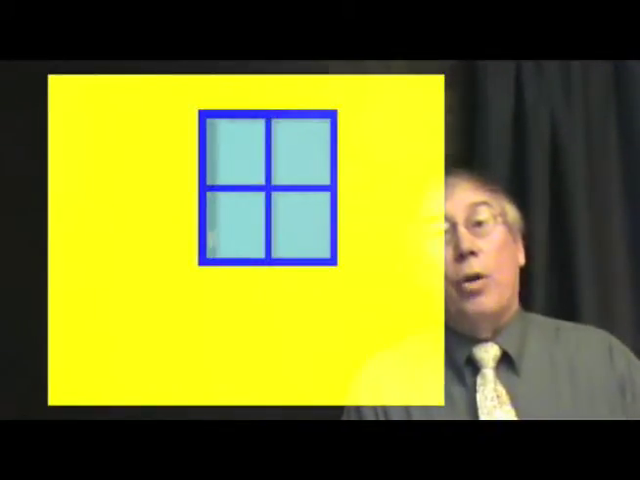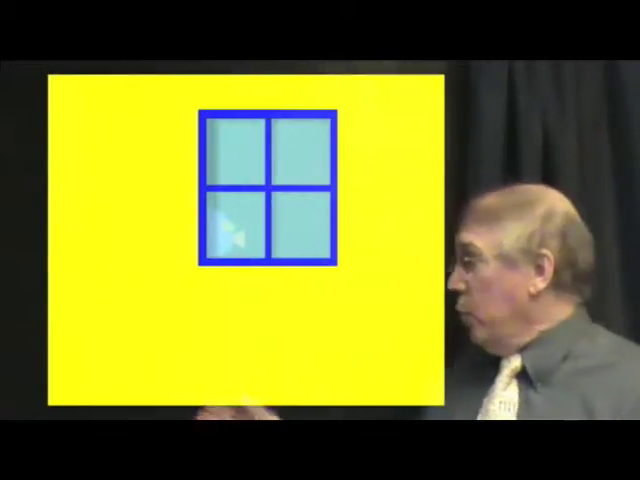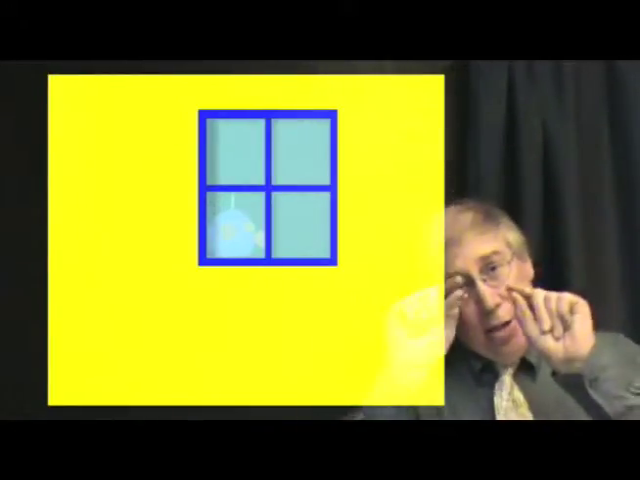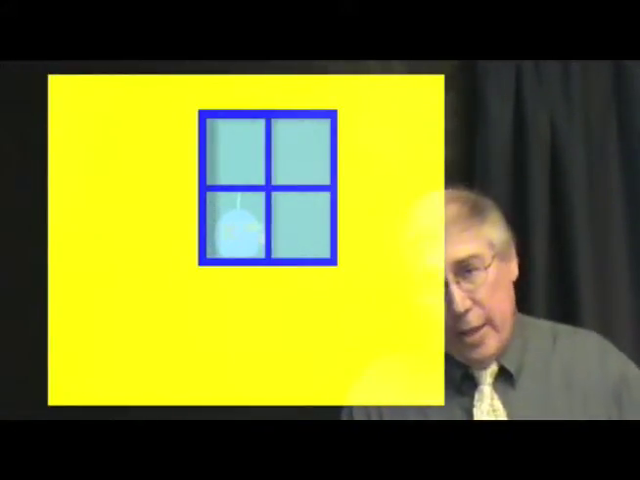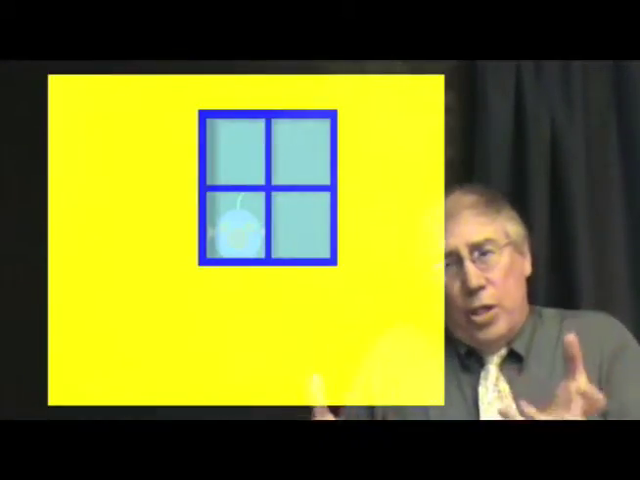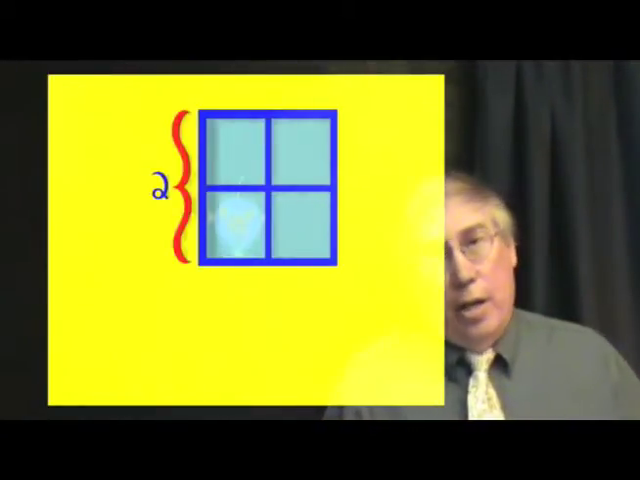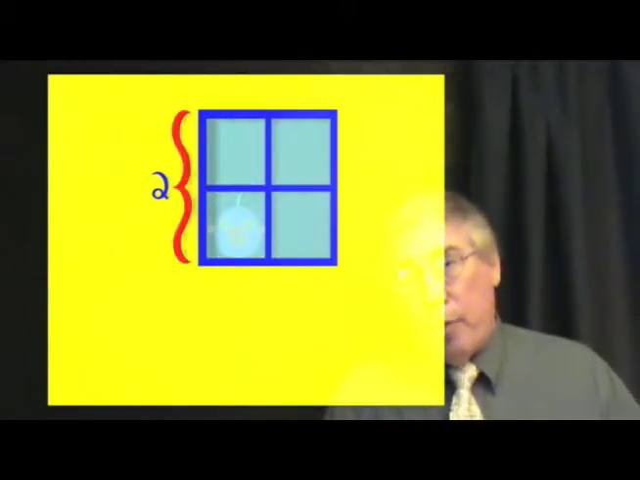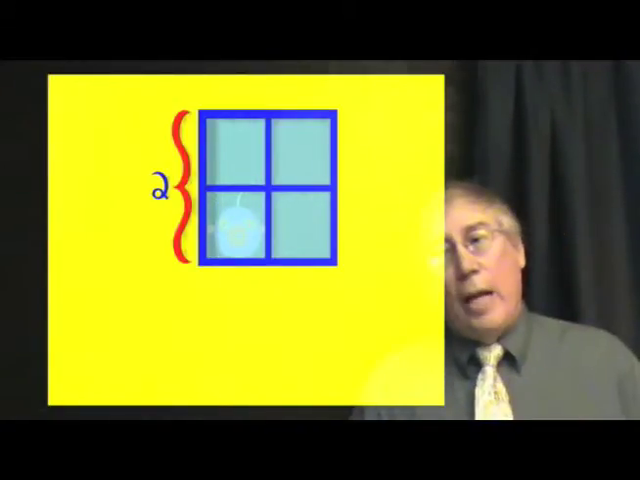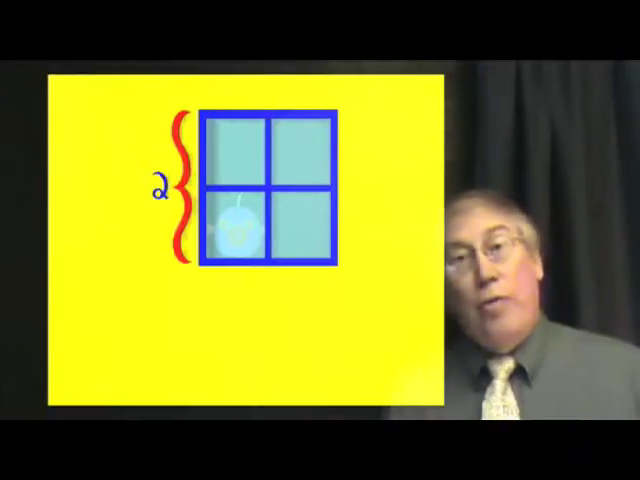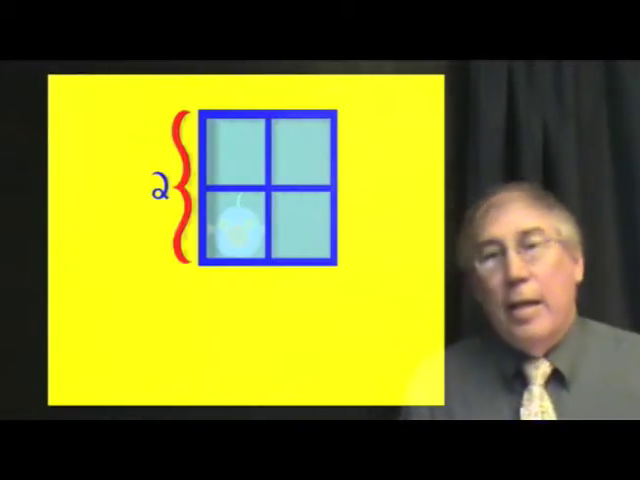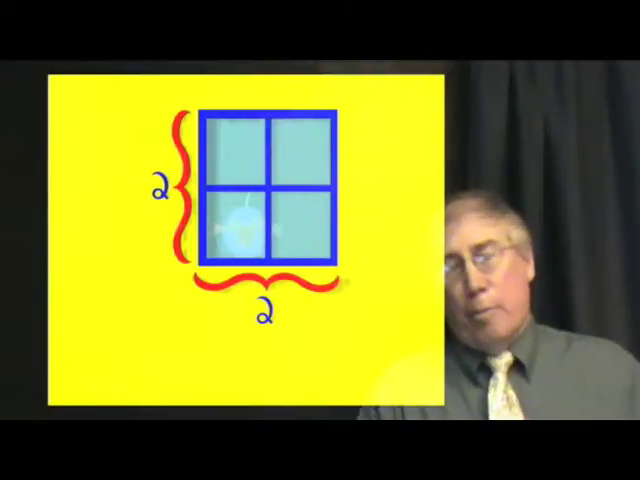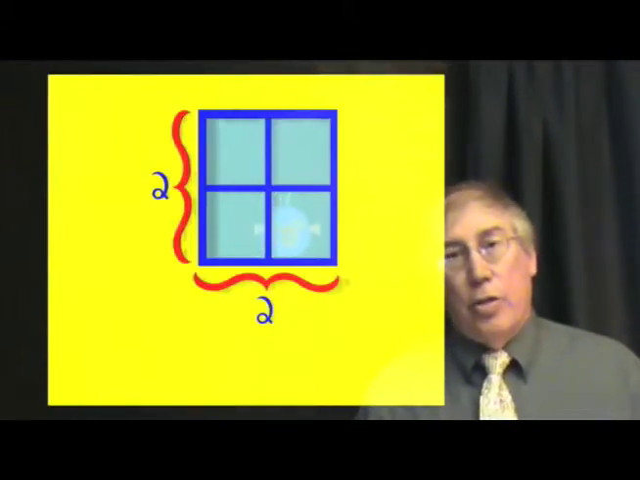Let's look at something called squaring. Now here's a window, and it's divided up into 4 panes. Now let's look at taking the area of this window to calculate the actual number of panes. Let's say it's 2 feet high and it's 2 feet wide. Now how could we actually calculate the number of panes in this window here?